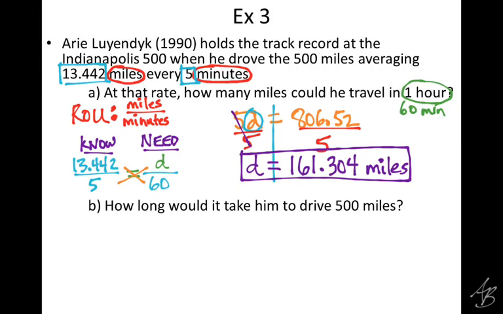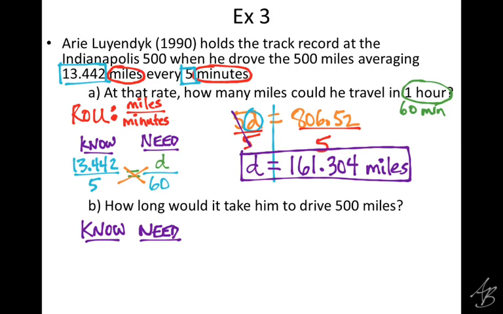All right, second part here, it says how long would it take him to drive 500 miles? So this time we're looking for how much time it's going to take to finish the race, to drive the 500 miles. So we're going to use the same ratio of units. You don't need to rewrite it because we're going to use it from part A. But we do need to write the two ratios, one that we know and one that has something that we need to know.